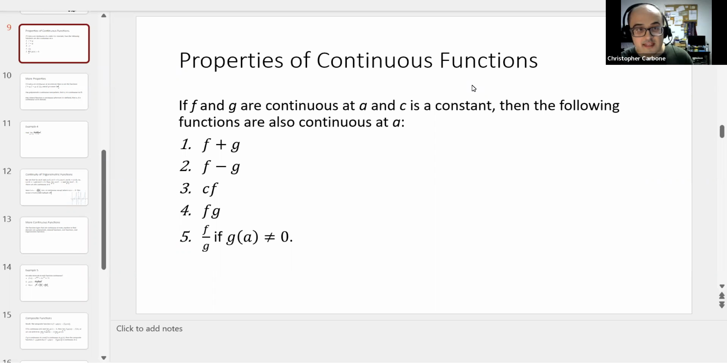To continue with this idea of continuous functions, we have some properties. If f and g are continuous at a and c is some constant, then these functions are also continuous at the value of a: f plus g, f minus g, the constant c times f, the functions f and g multiplied together, and f divided by g, as long as g of a is not 0.